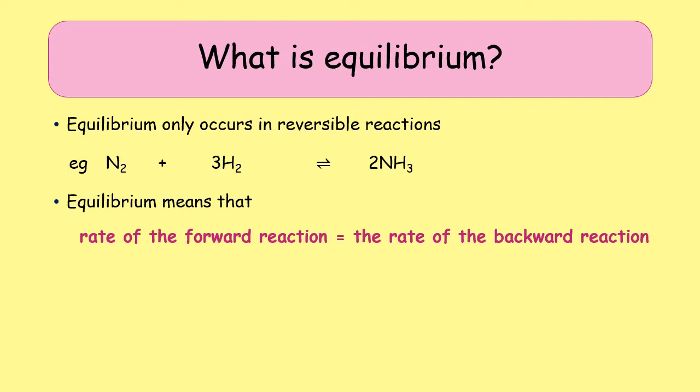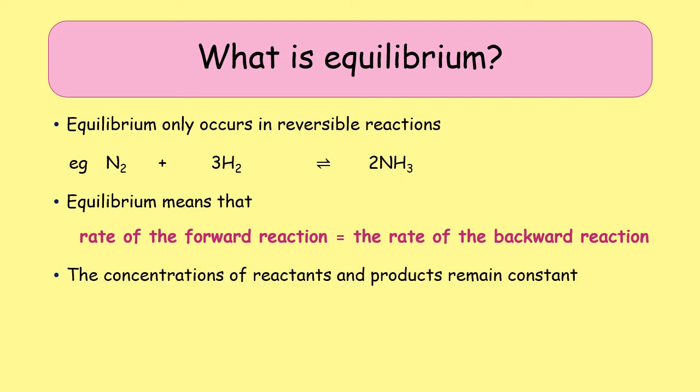And equilibrium means that you've reached a point in that reaction where the rate of the forward reaction equals the rate of the reverse reaction, or the back reaction. So that for every reaction going forward, there's an equal reaction going backwards at the same speed. And as a consequence of this, that the rate of each reaction is the same, it means that the concentration of your reactants and the concentration of your products remain constant. Because for every reactant turning into a product, there's a product turning into reactant.